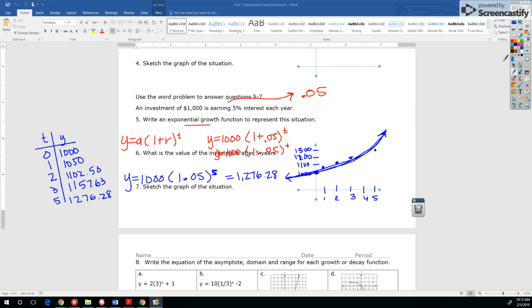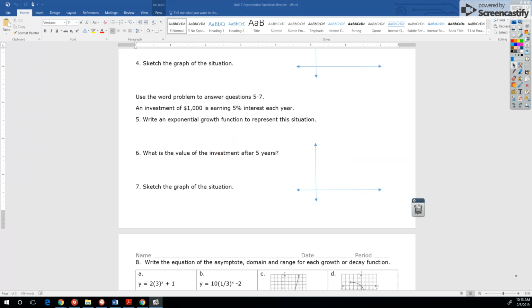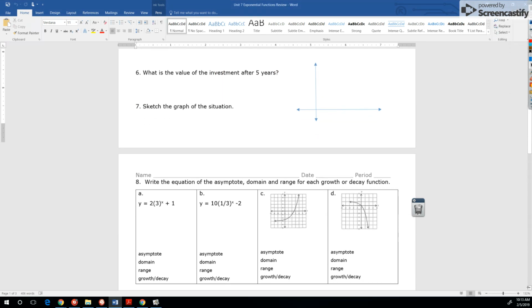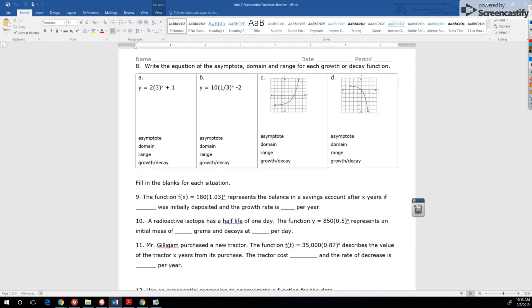Number 8. Write the equation of the asymptote, the domain, and the range for each growth or decay function. So I'm actually going to start with growth or decay. What I'm looking for is the growth rate here, and that is right there and right there. So since 3 is bigger than 1, we're going to say this is growth, and 1/3 is less than 1, so we're going to say decay.